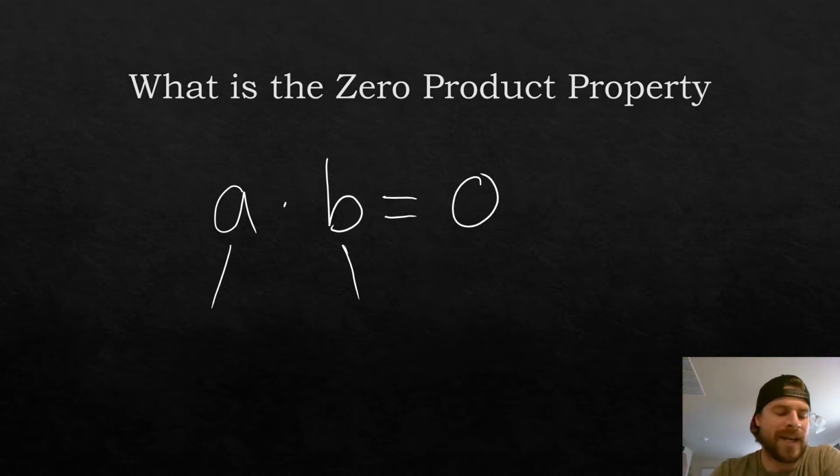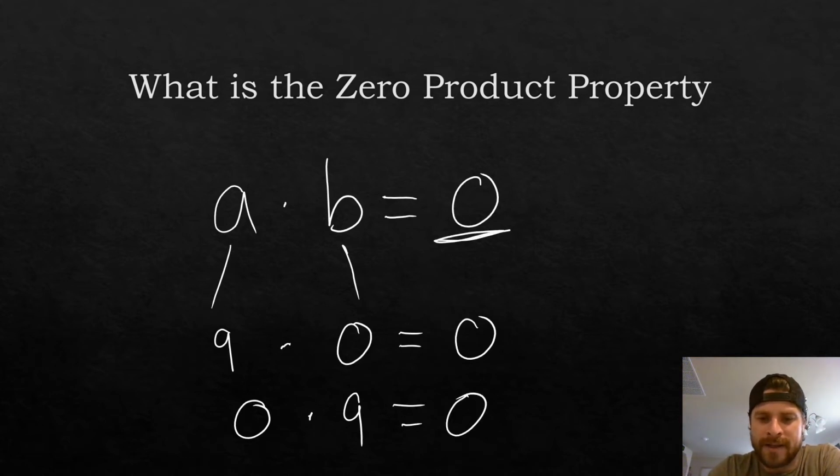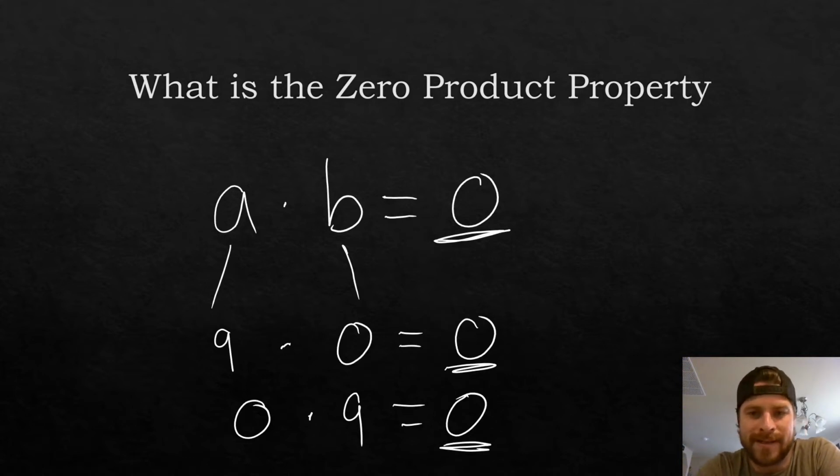So let's just pick a random number for the other one. Let's say A is 9. So it'd have to be 9 times 0 in order to get 0. Or if we were to flip it, let's say B is 9, then that means A would have to be 0. The zero product property states that if our product is 0, one of the two terms has to be 0.